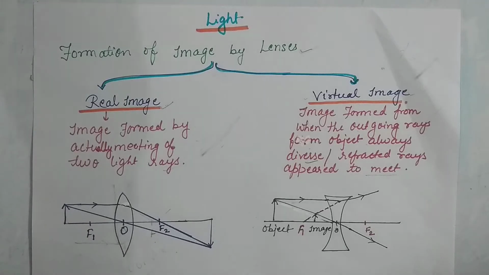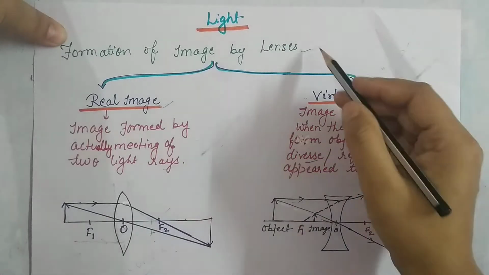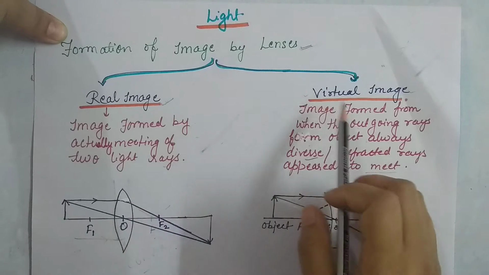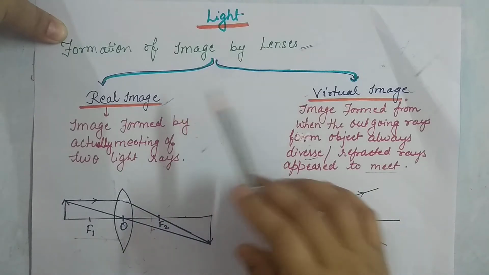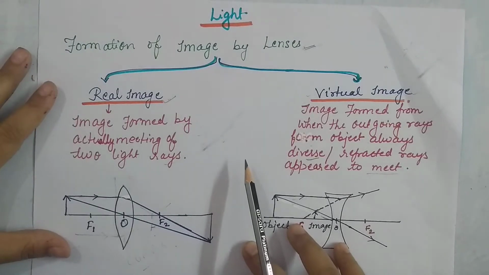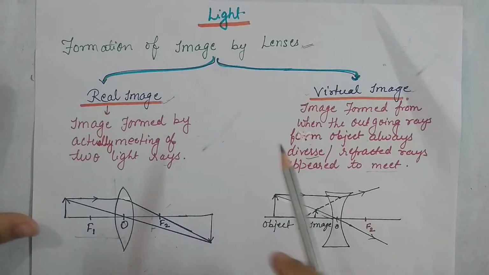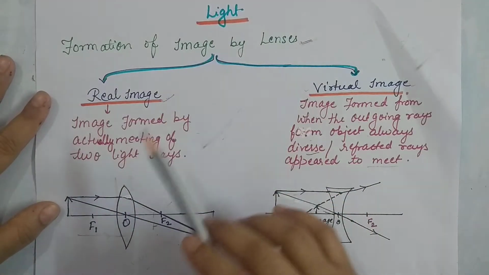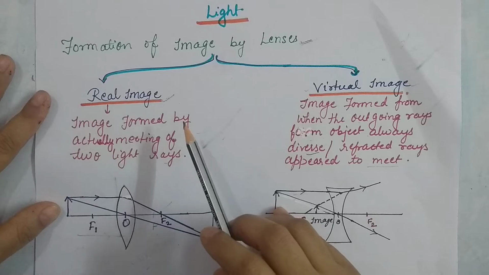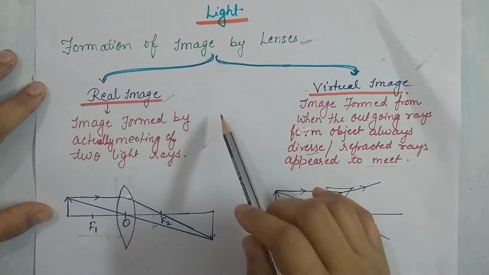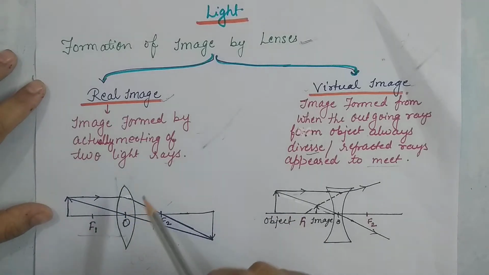Students, today in this video we are going to study the formation of images by lenses. We know that lenses form two different types of images, real image and virtual image. You already studied these types of images in detail in the previous video on image formation by mirrors. So if you want to study it in detail, you can watch that video.